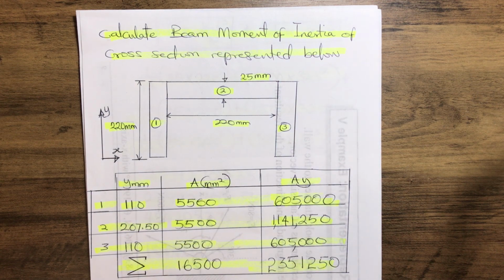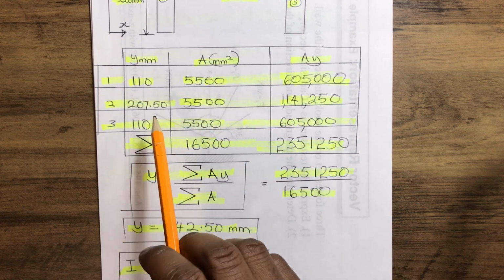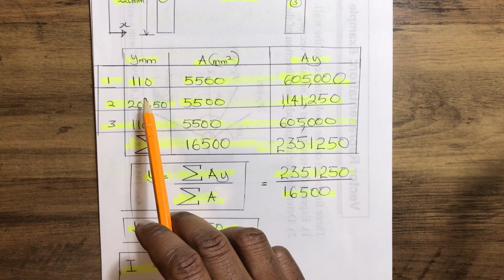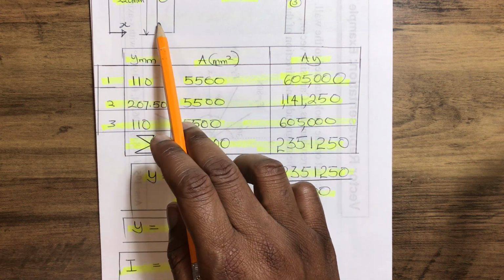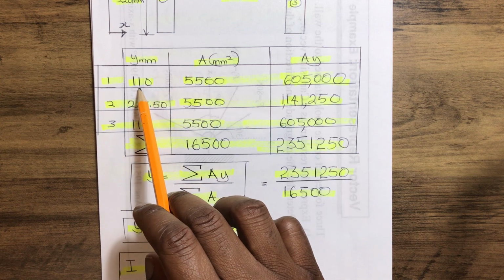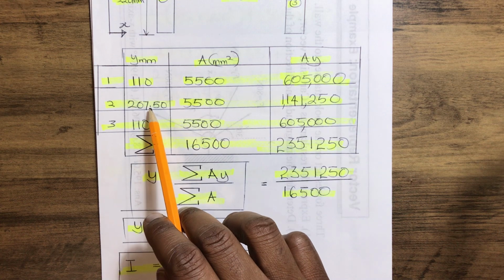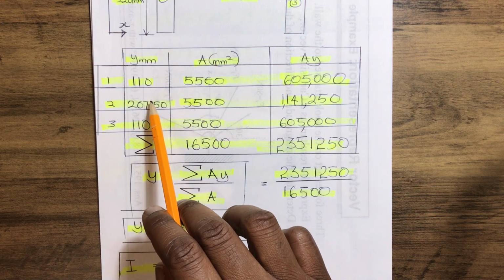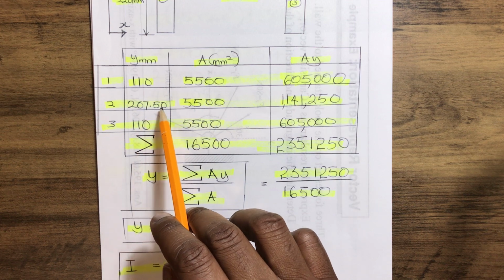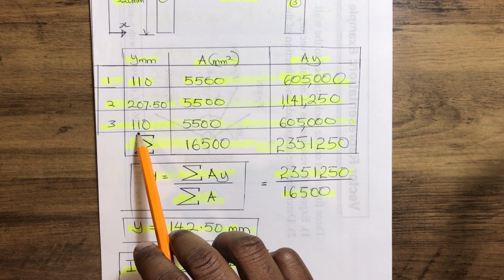Now, how do we calculate the y, which is the distance to the centroid of each member? The first one is halfway, which equals the centroid, 110. For the second member, the halfway from x equals 207.5. The third, we have a halfway which is 110.